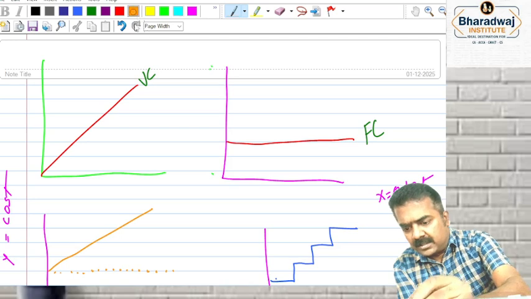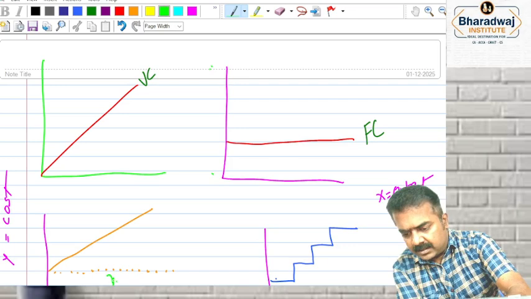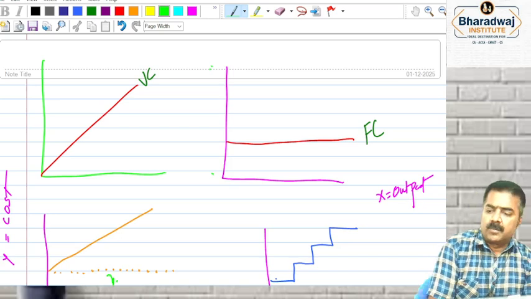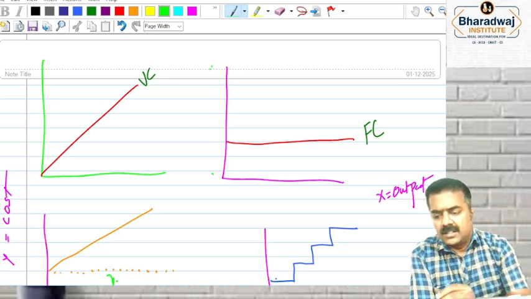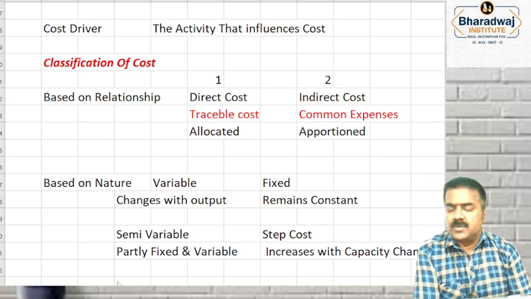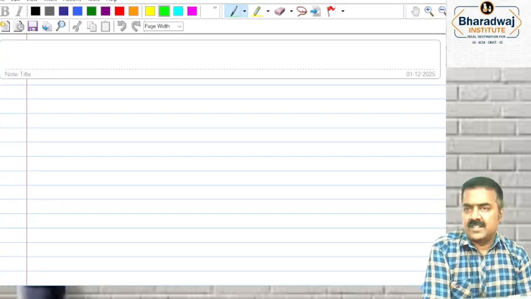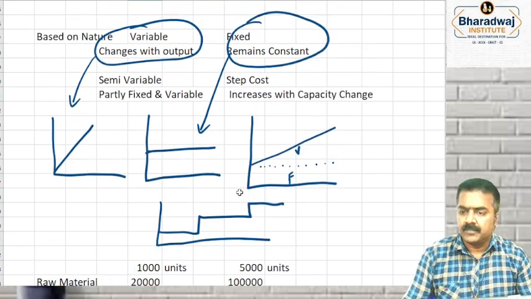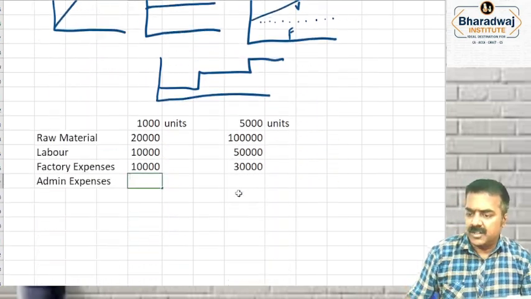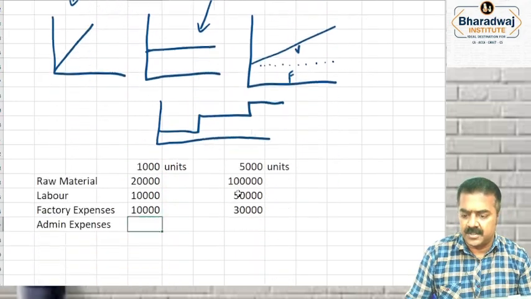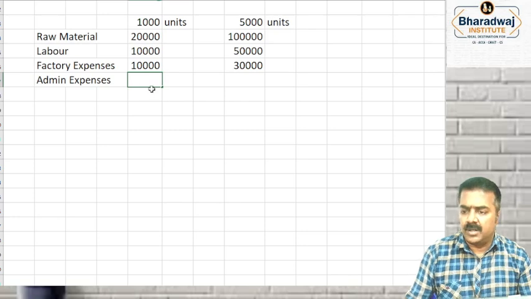This is partly fixed and partly variable. This component is like a fixed cost component. The other component is variable component like that. That is called as which cost? Semi-variable cost. The last one is called as which one? Fixed cost. Question. Okay. They will not give you all the expenses for a particular choice question. They will give you only one question.